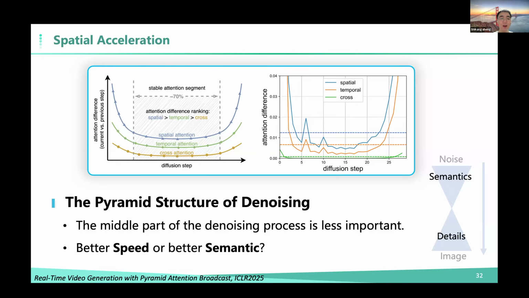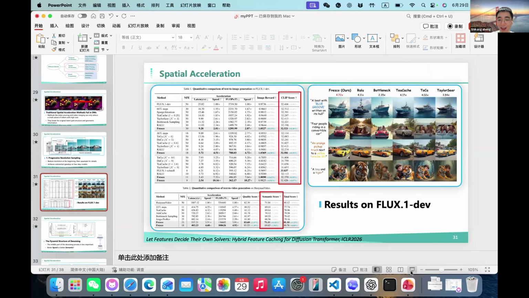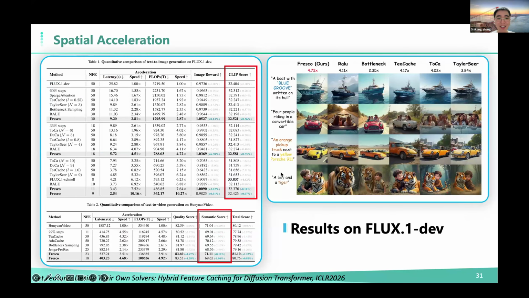So you can speed up a lot. This seems to be a trade-off between speed and semantic information. But what we found in our test is that even when we started the image or video generation with a lower resolution, the semantic score was even higher than the original model. This is pretty confusing, and it confused me a lot.